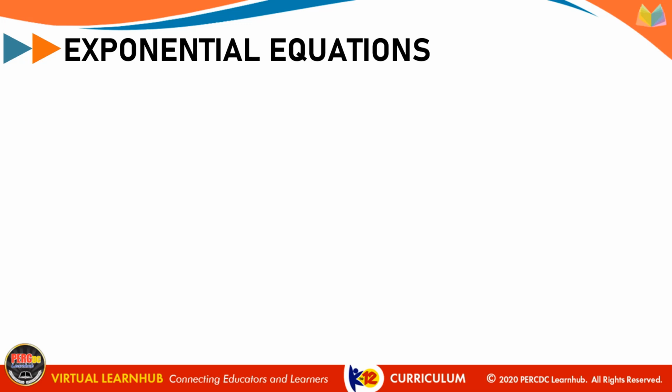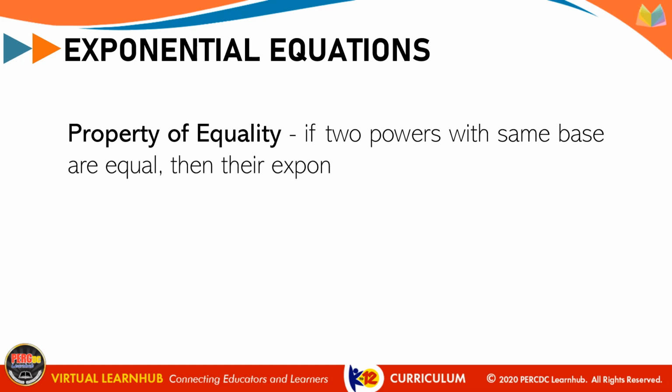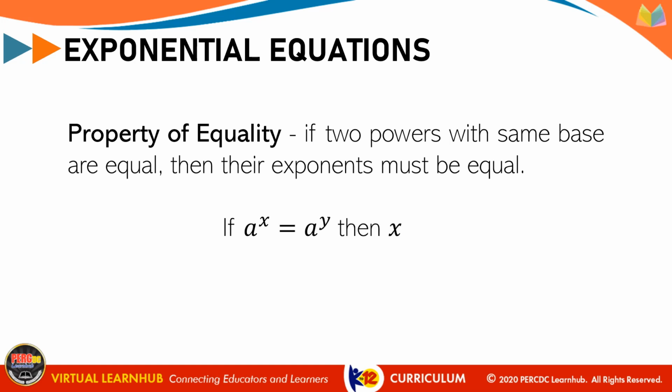The property of equality for exponential equations states that if two powers with the same base are equal, then their exponents must be equal. Or, if a raised to x equals a raised to y, then x equals y. Property of equality can only be performed if the quantities being equated are of the same base. In this example, we can see that the base of the two quantities are both a. Therefore, we can say that their exponents are equal as well.